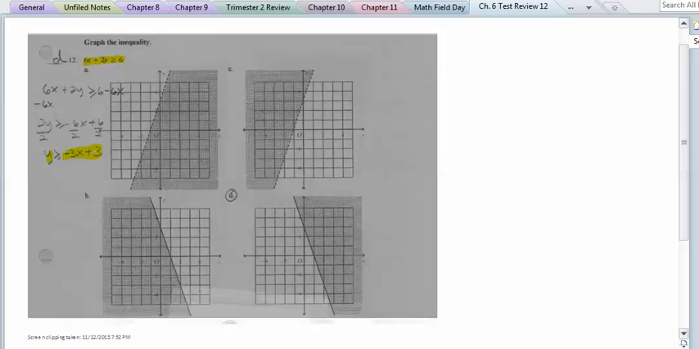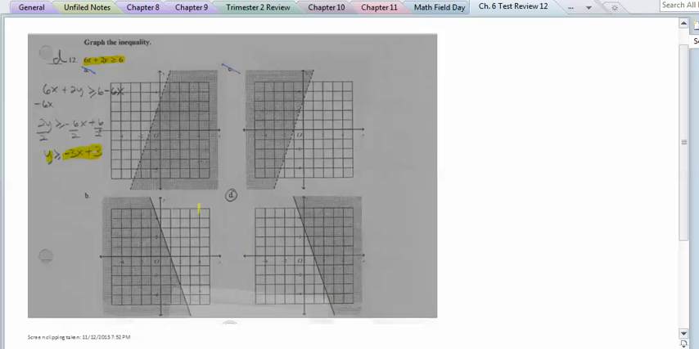So I know that I can get rid of 2 right off the bat. I can get rid of this one because it's dashed. I'm going to get rid of that one because it's dashed. Now I have 2 choices here. Okay, it looks like the lines are the same. They're both the same lines.